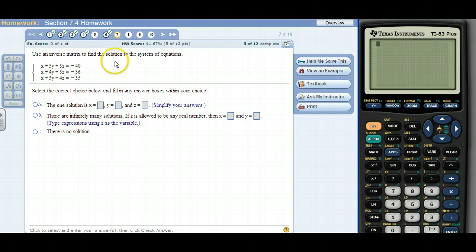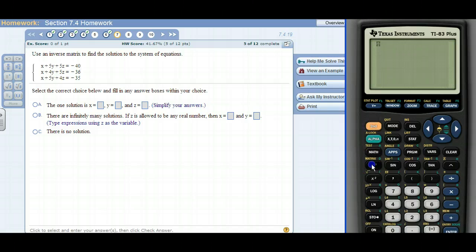Alright, and then for several of these from here on out, here's your system. Go in there, edit both sides. This is a 3 by 3. The coefficient matrix is your left side. So 1, 5, 5, 1, 4, 5, 1, 5, 4. That's the XYZ coefficients, or what we call the coefficient matrix.